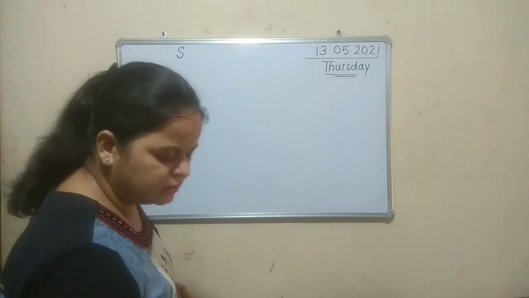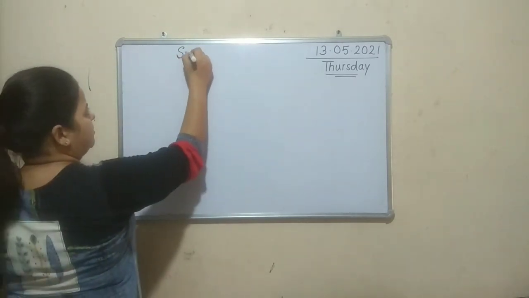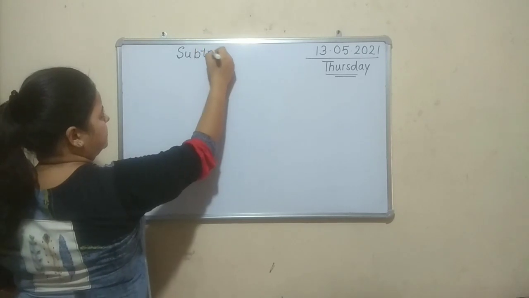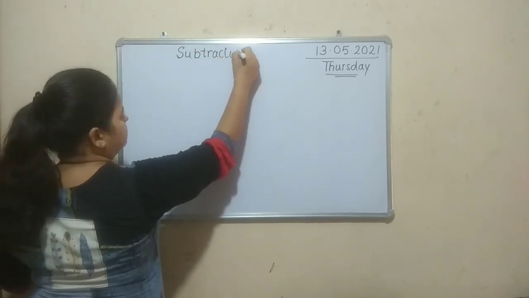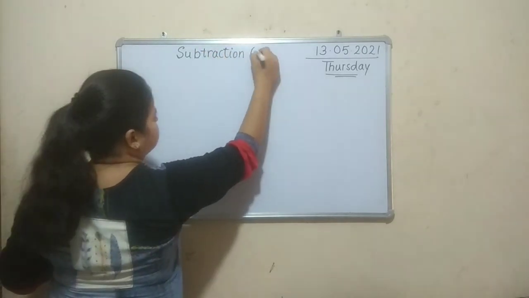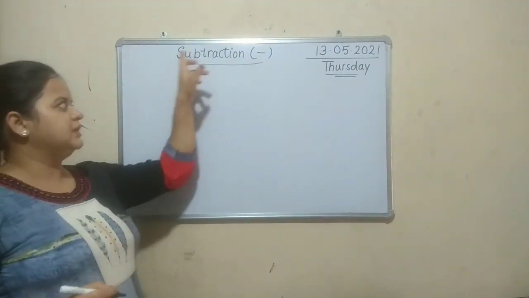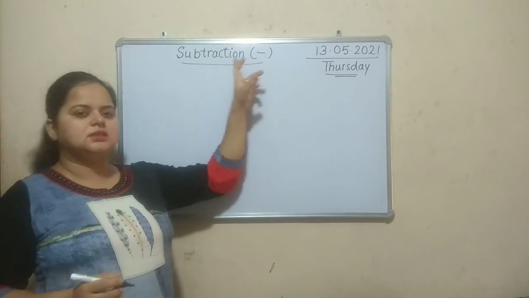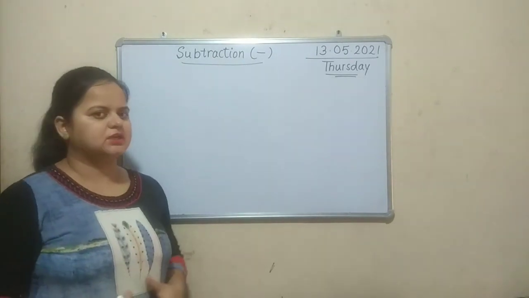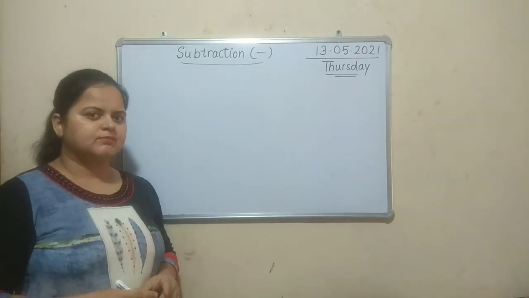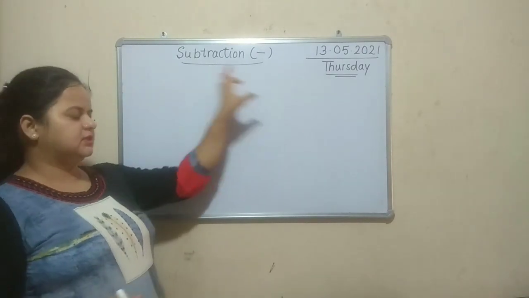Write in your notebooks, top of your page, subtraction. And the sign of subtraction is like this. Subtraction. Done? Okay, write it quickly.